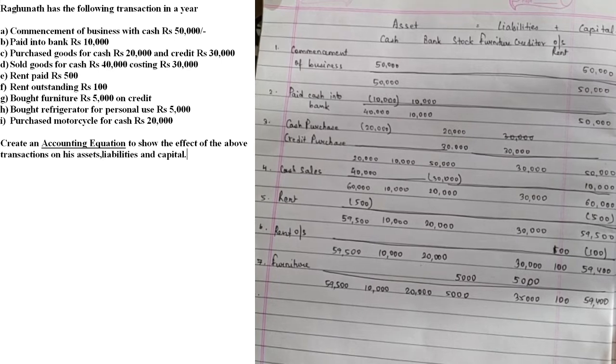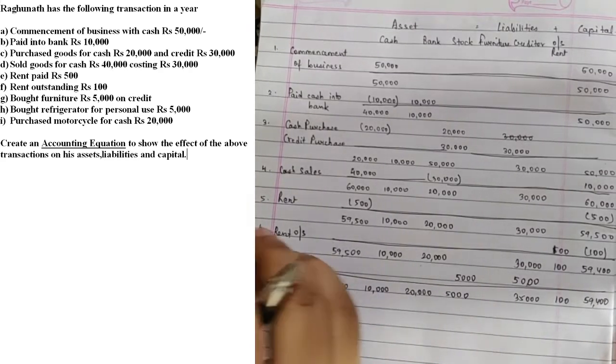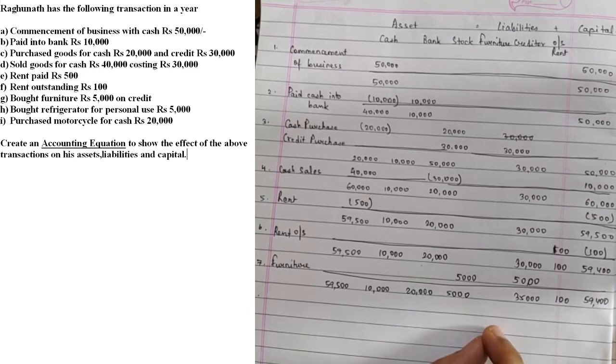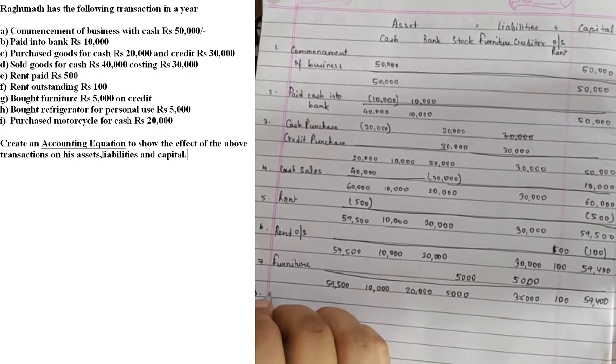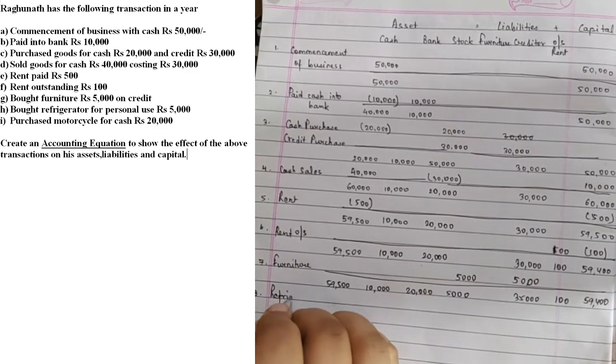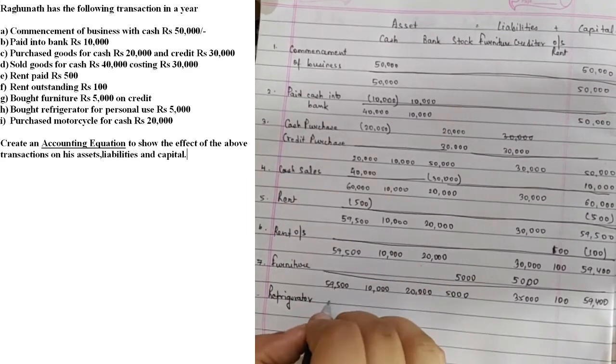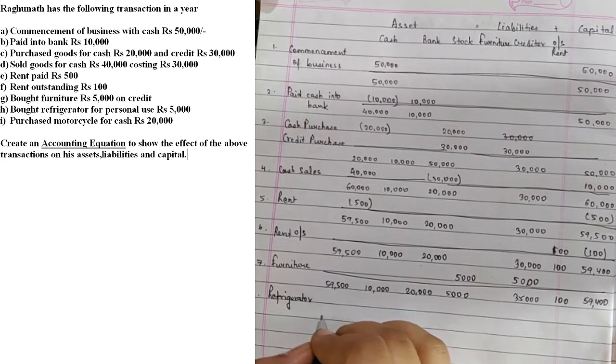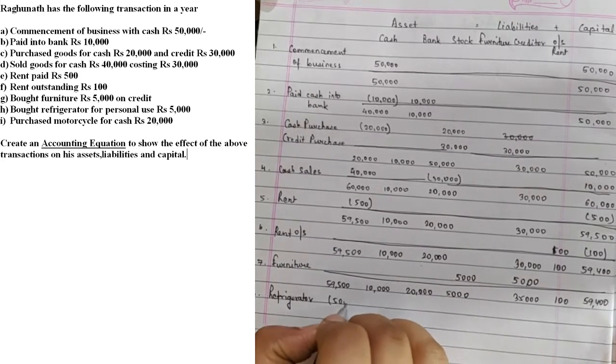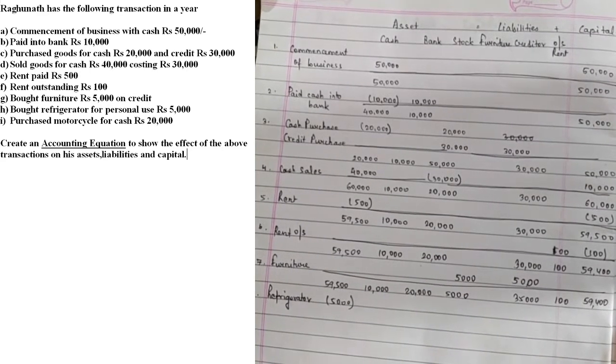Now the eighth transaction is bought refrigerator for personal use rupees 5,000. So now this refrigerator has been bought for the personal use of the owner and not for business purpose. Therefore, my cash will get reduced by 5,000 rupees because we have paid for this purchase.